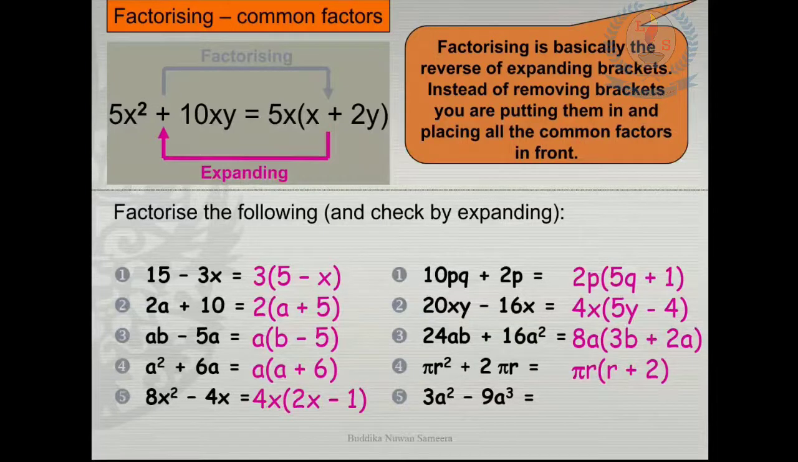Fifth one, 3a square minus 9a cube. For 3 and 9, 3 is the common factor, so you can take 3 out. And for a square and a cube, a square is the common factor, so you can take 3a square out. When you take 3a square out, inside the bracket it remains 1 minus 3a.